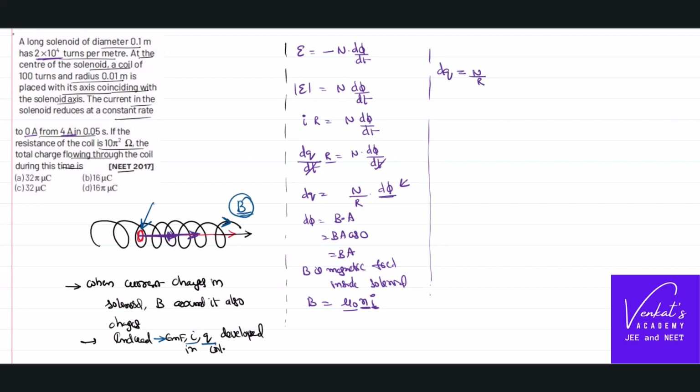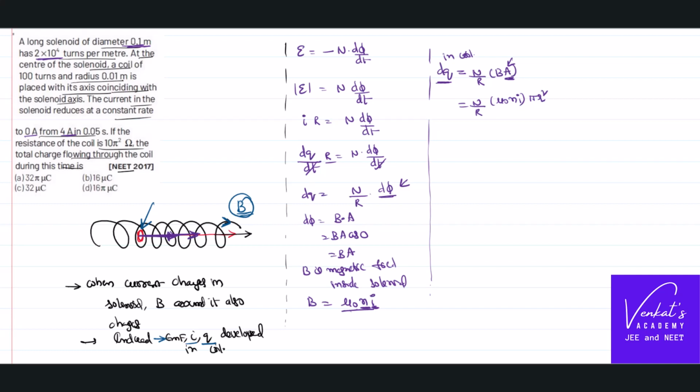d phi is BA, but B is mu naught n i. So dq is N by R mu naught n i times the area. Area of whom do we take? We are calculating the charge in the coil, so the area of the coil has to be taken, that is pi r square, where r is the radius of that coil, not of the solenoid. Be careful, solenoid data is not required to solve this problem.